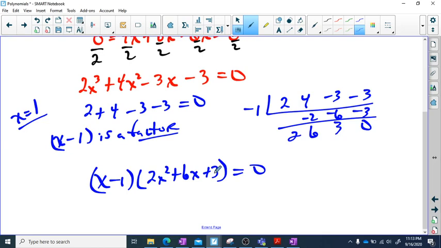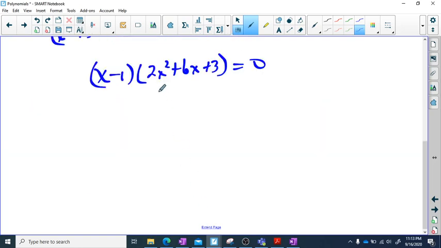2 multiplied by 3 is 6. There are no two numbers that multiply to give 6 and add to give 6. So therefore, this won't factor. Doesn't mean it doesn't have roots, just means it won't factor. Now we'll check it then with the quadratic formula.